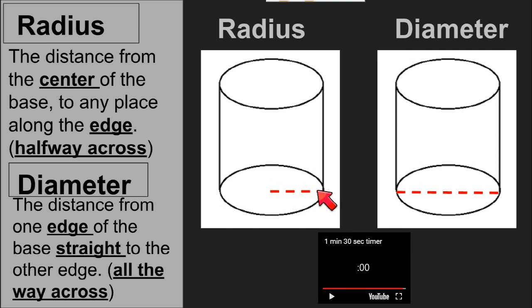You should have a label on yours. Here's our radius. So think of the radius as halfway across our base. Okay. Let's go to our next word.